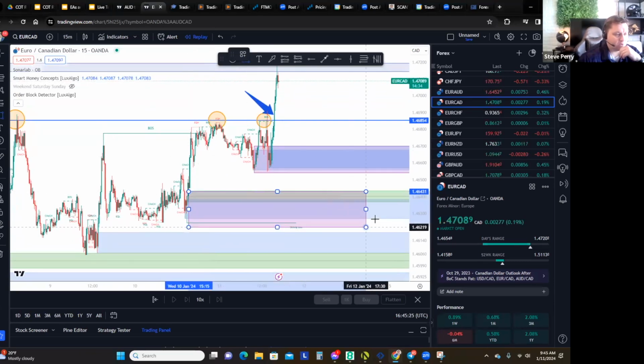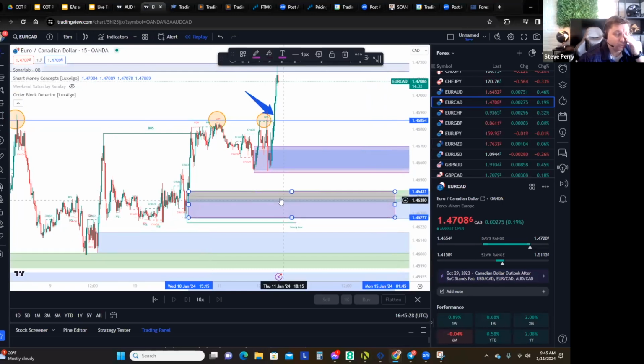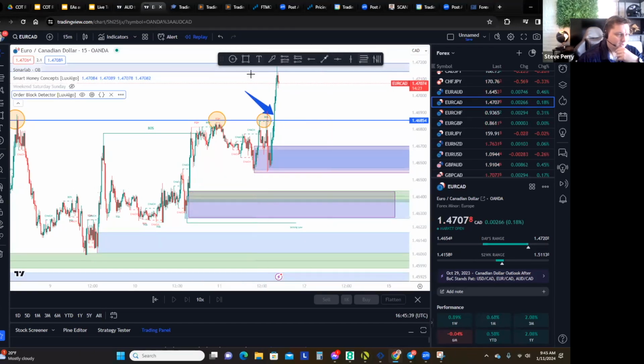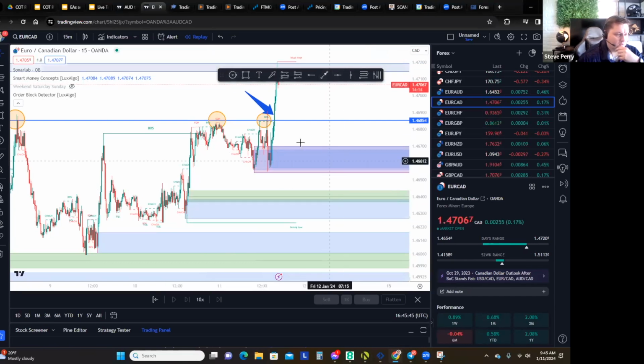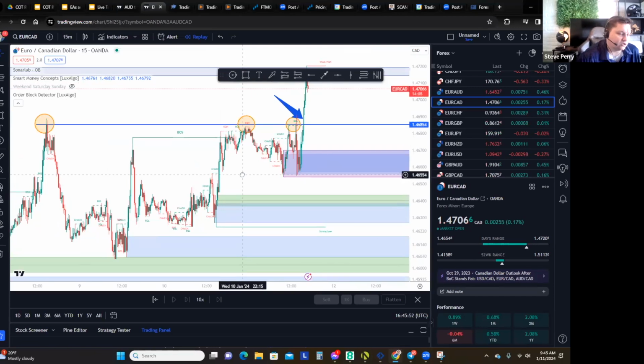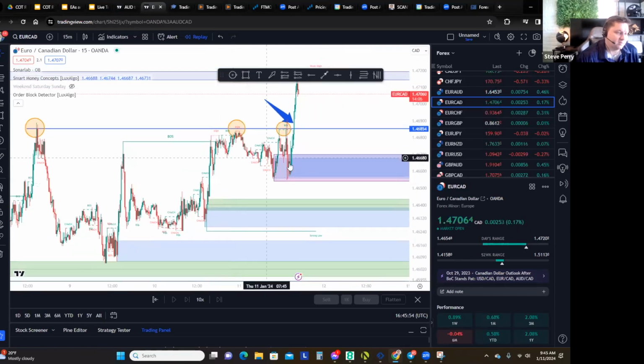If you could get an entry right there, that's another really good area to buy the EuroCAD if it dips into either one of those areas. It's pretty good. We'll start with just this one right here. Here, let me delete this. We will start with this guy because that's the most recent demand and break of structure that's pretty obvious. So a dip into here would be spectacular.